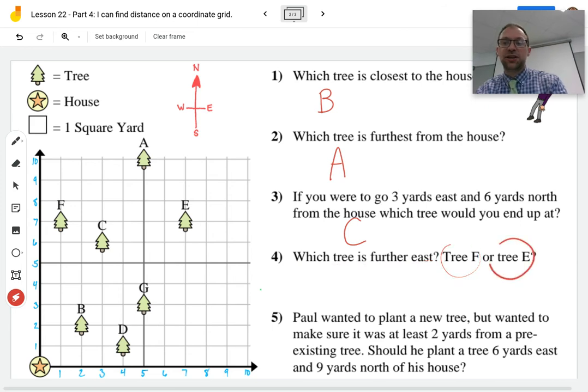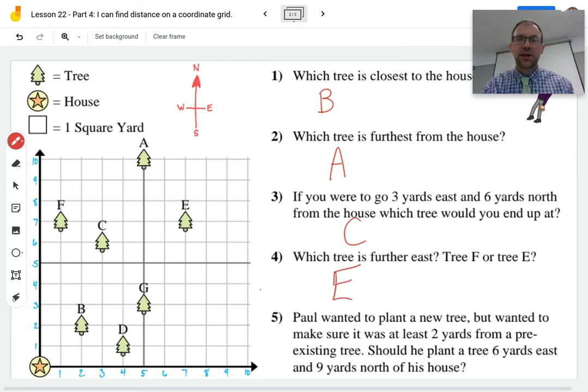Number 4 says, which tree is furthest east? Tree F or tree E? Well, east, again, remember, is to the right. It's over here to the right. So furthest east, let's see, we have F over here, we have E. Which one is furthest to the east or right? Well, if we're going that way, tree E is furthest to the right. Do you see how we're using a coordinate grid to help us not just with distance, but also figure out directionality? Interesting, huh? Let's try one more question.